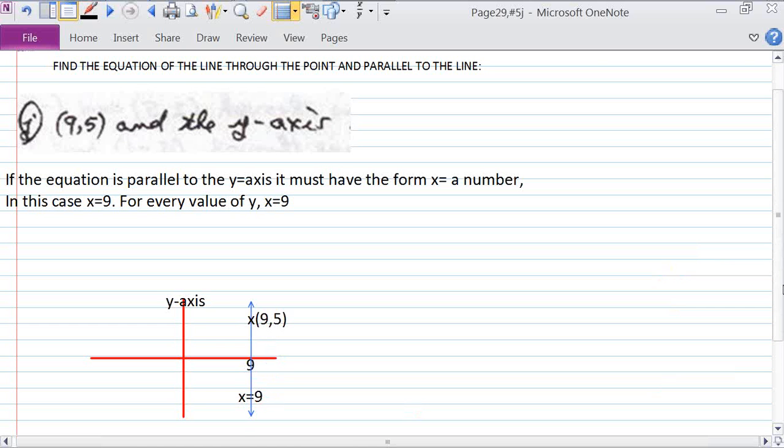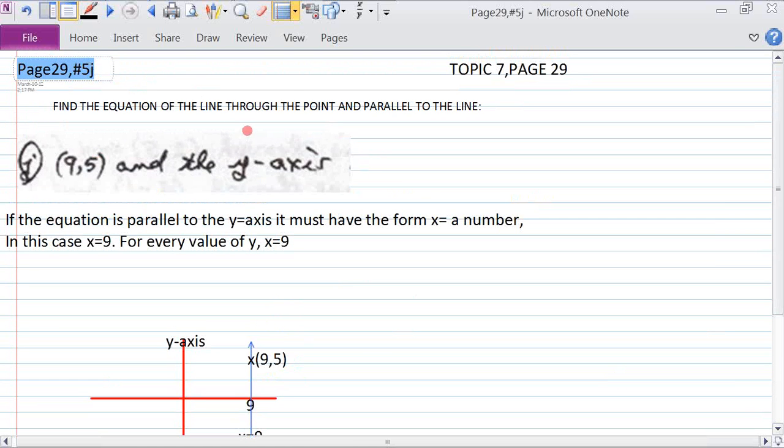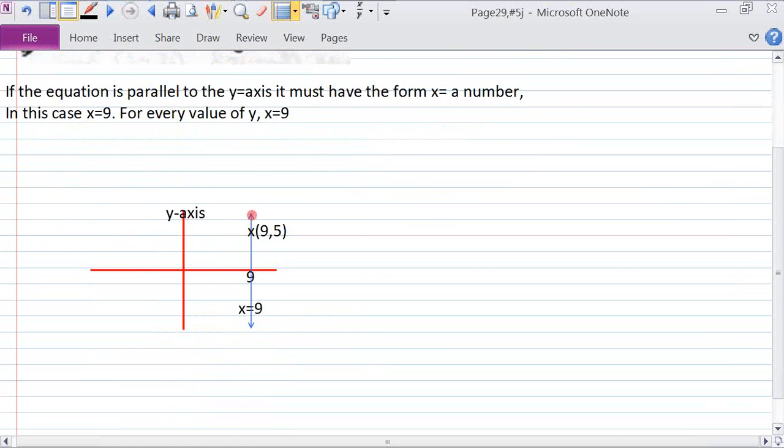Let's go over this again. Find the equation of the line through the point 9, 5 and parallel to the y-axis. This is the y-axis. So however we draw this, the line must be parallel to it. Well, if it goes through the point 9, 5, this means along this line, no matter the value of y, x always equals 9. If the equation is parallel to the y-axis, it must have the form x equals a number. So in this case, along this line here, x is always 9.